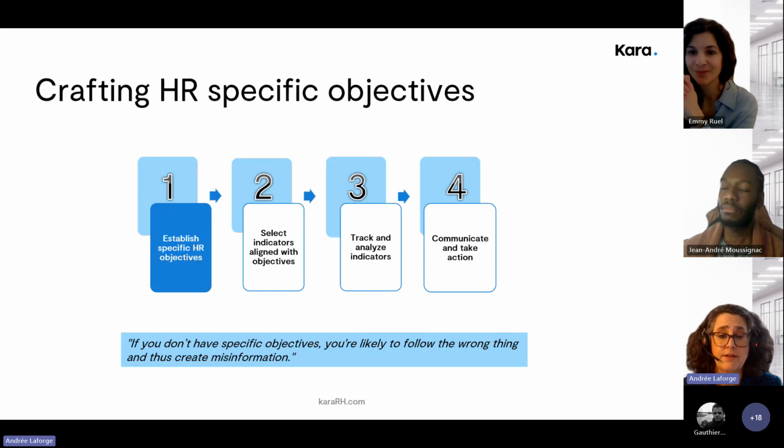And finally, the last step is to have effective communication and action.